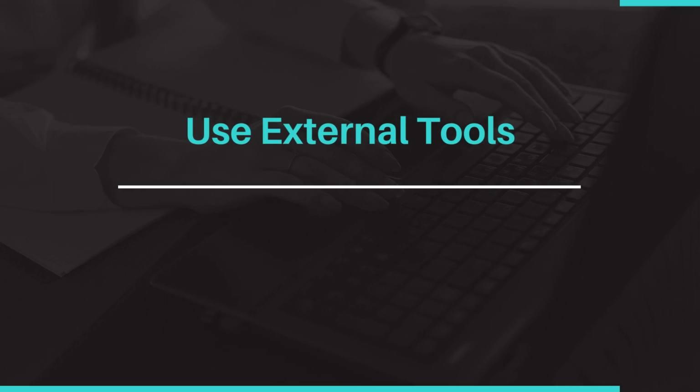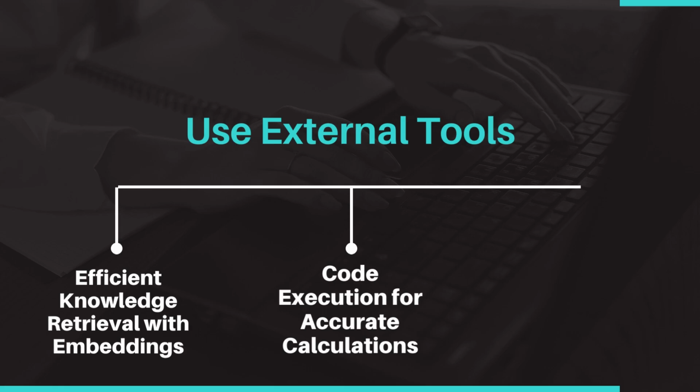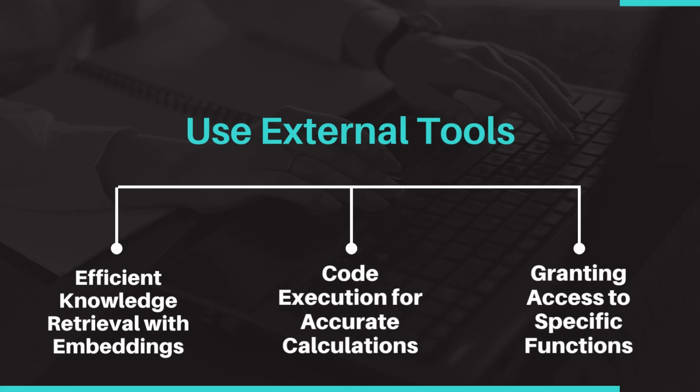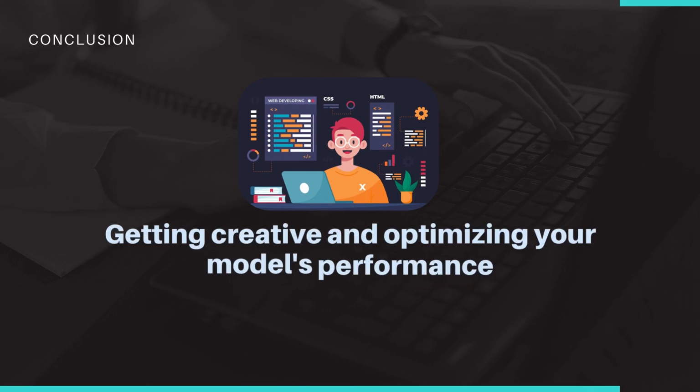And there you have it. Strategy number 5, a powerhouse of tactics to compensate for model weaknesses. Remember, prompt engineering is all about getting creative and optimizing your model's performance.